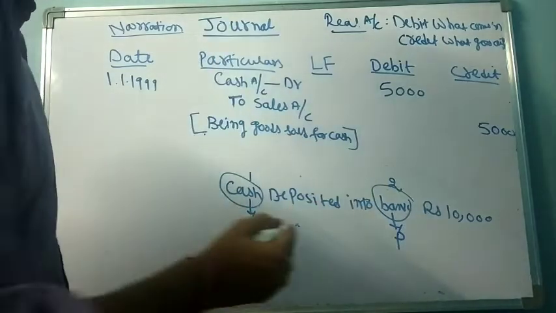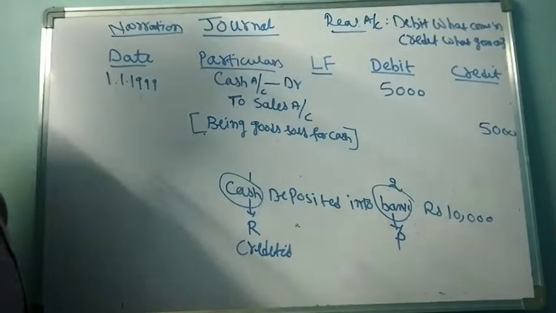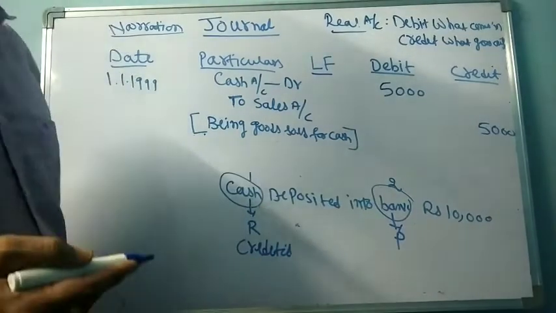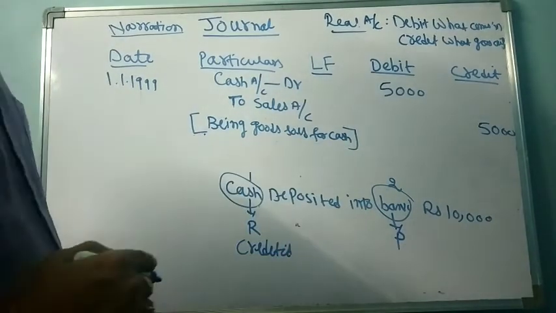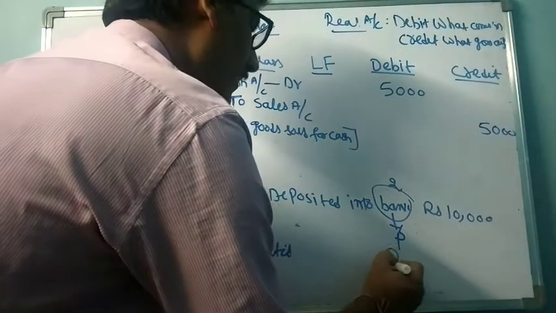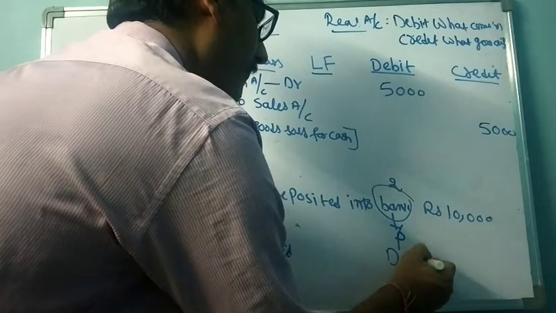Now bank. Bank is a personal account. When you are depositing money into the bank, naturally bank is the receiver. Apply the rules of personal account. Debit the receiver, credit the giver. Bank is the receiver. So bank should be debited.